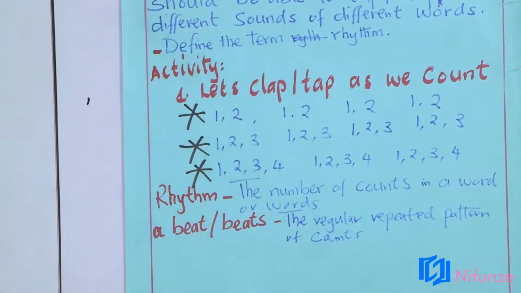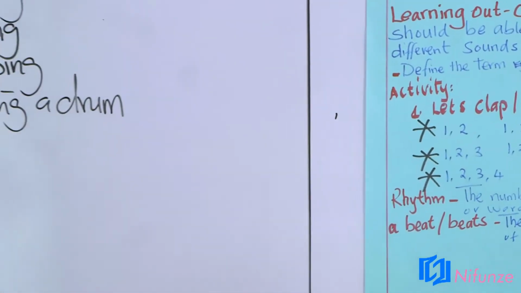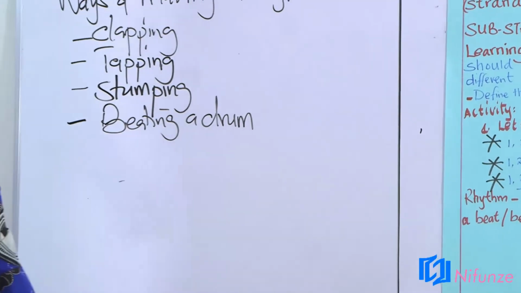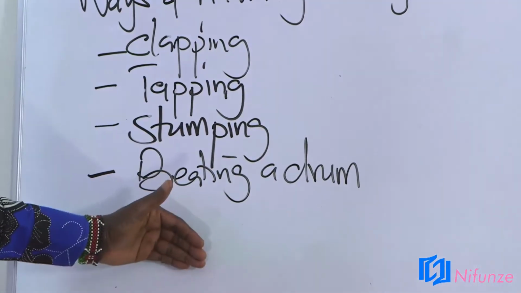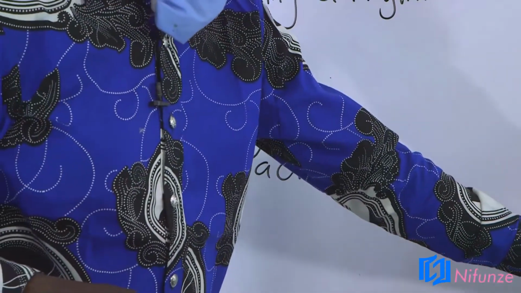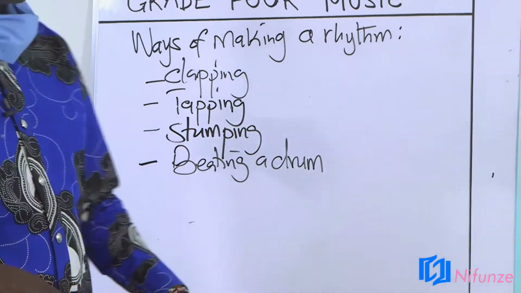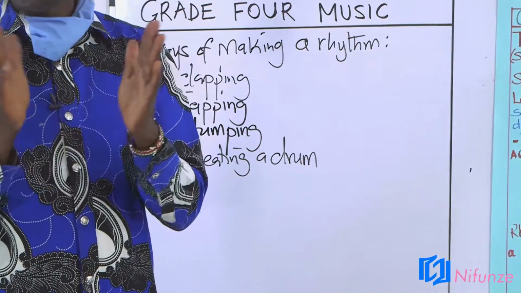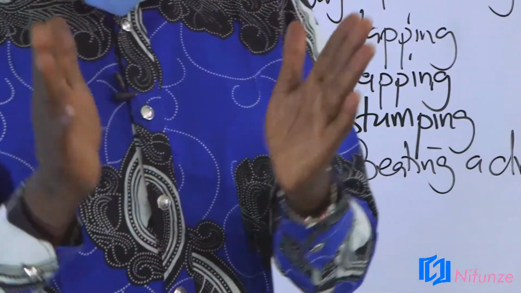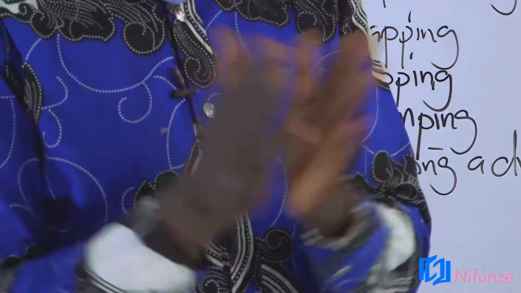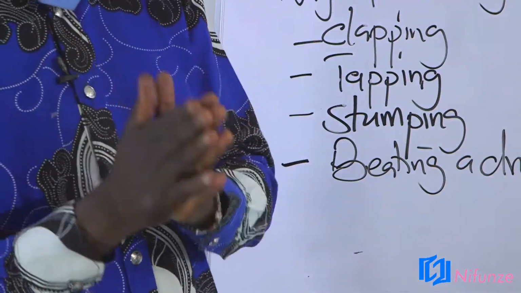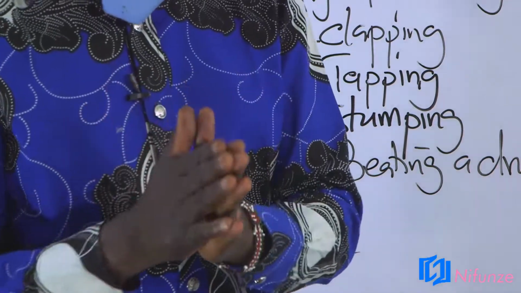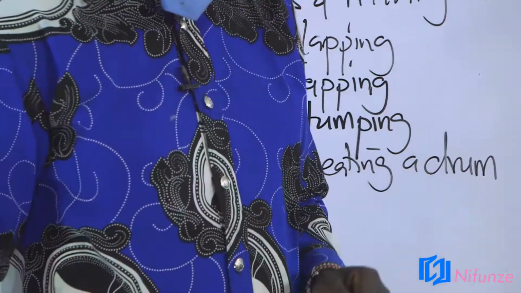Let's clap them together. You can clap or tap or stamp your feet. Remember, these are the ways I told you are ways of making a rhythm. So let's clap or tap or stamp our feet. 1, 2, 3, 4. Well done.